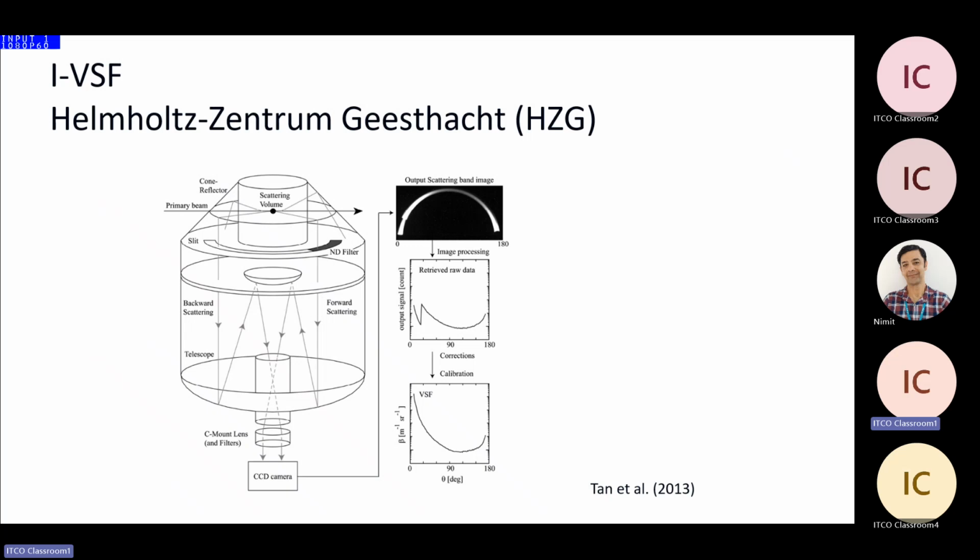This is another VSF sensor. This was developed at HCG. This is an interesting design in that your sample is in here, and the beam passes through the sample this way, and then around the sample is this reflective conical mirror. So it reflects the VSF essentially from the sample down through this telescope onto a CCD camera. So this is what the raw image looks like. And then with good calibration, you can get a VSF.